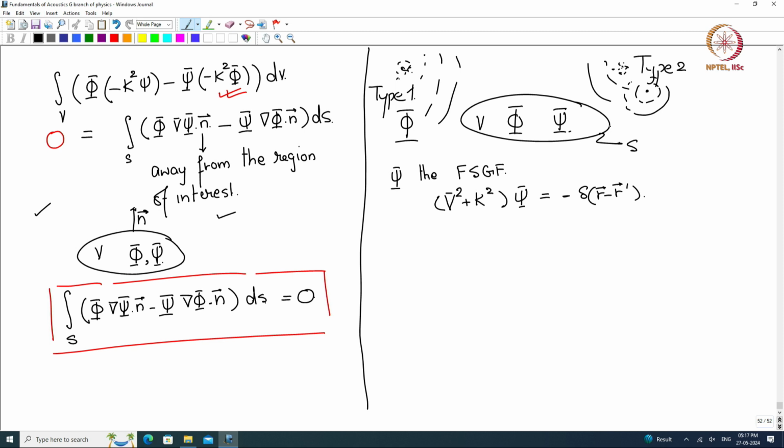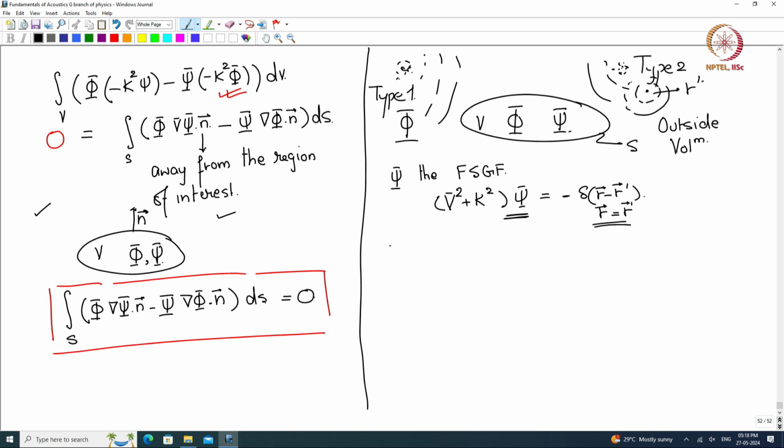Since the point source is outside my volume, phi and psi both are well behaved. You should remember that the Green function is unbounded at r equal to r dash, so it is not well behaved at r equal to r dash. Right now psi is well behaved because the location r dash is outside the volume.